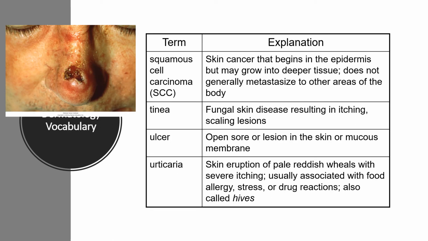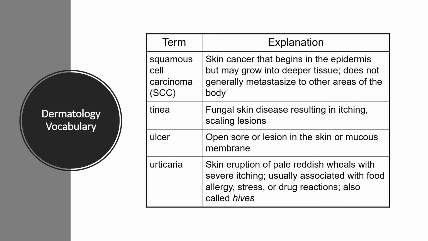Squamous cell carcinoma can be abbreviated SCC. And this is a type of skin cancer that begins in the epidermis, which is the outer layer of the skin, but this can grow into deeper tissue. In general, it doesn't metastasize to other areas of the body. And I've used this term metastasize a few times. That term means spreading.